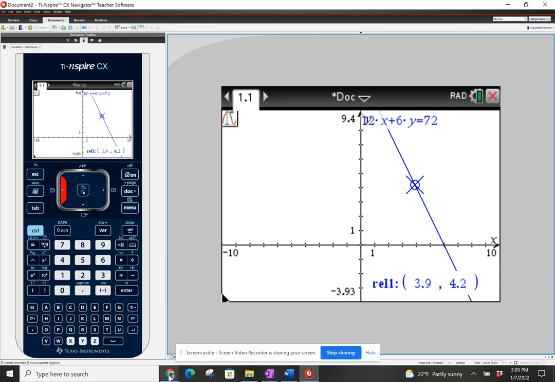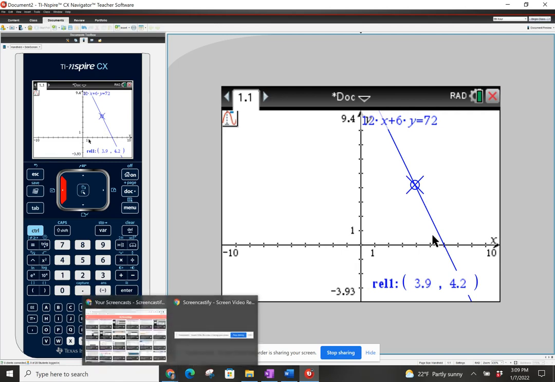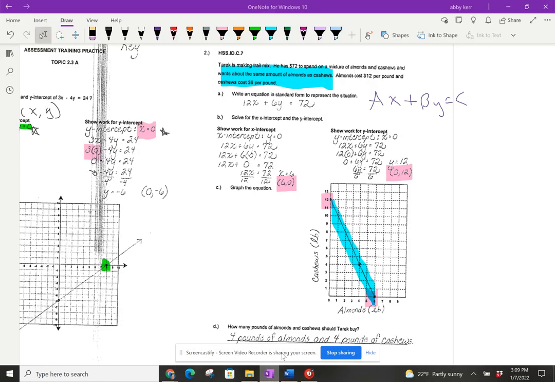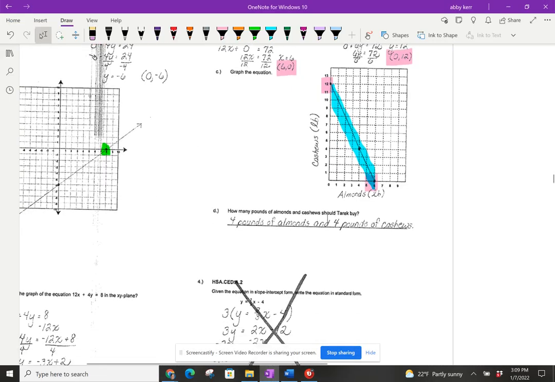Which is about 4 comma 4. This is just a rough estimate, so when you trace the graph, it's not going to be exact. But when you graph it by hand, you'll notice that it intersects at 4 comma 4.